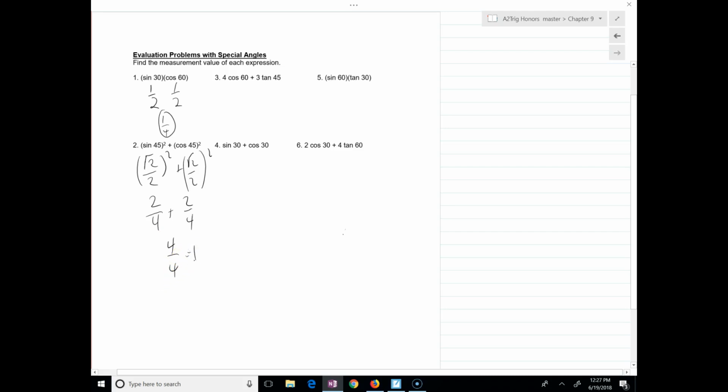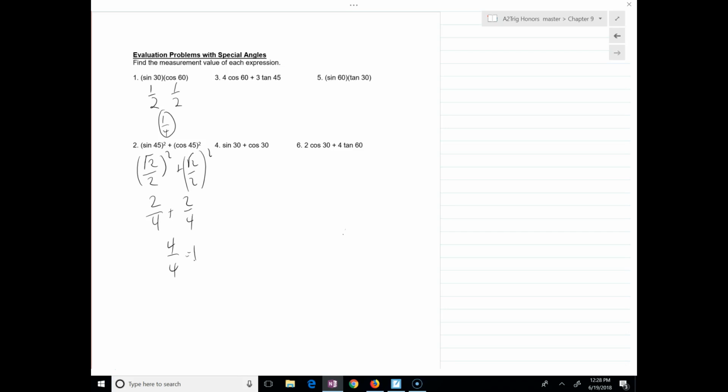Now later on we're going to realize, like, hey, that's interesting. Okay, it actually is always going to be 1 as long as the angle is the same. Sine of 30 squared plus the cosine of 30 squared is also 1. But we'll get to that later.